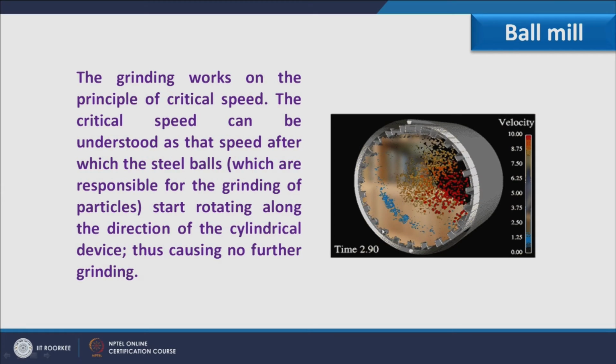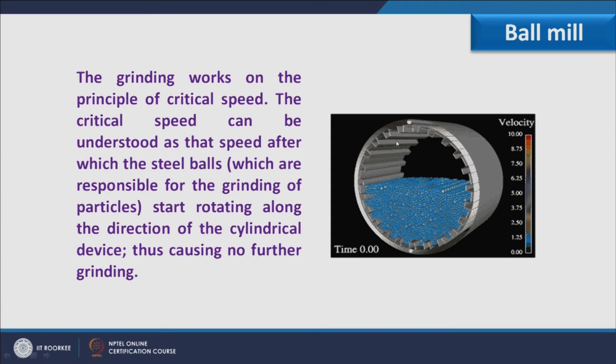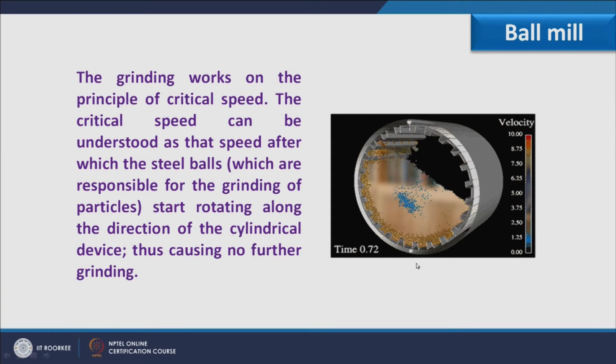The grinding works on the principle of critical speed. The critical speed can be understood as that speed after which the steel balls, which are responsible for grinding of particles, start rotating along the direction of the cylindrical device, thus causing no further grinding. So, when we have to get the product of desired size, we have to operate the ball mill below its critical speed.